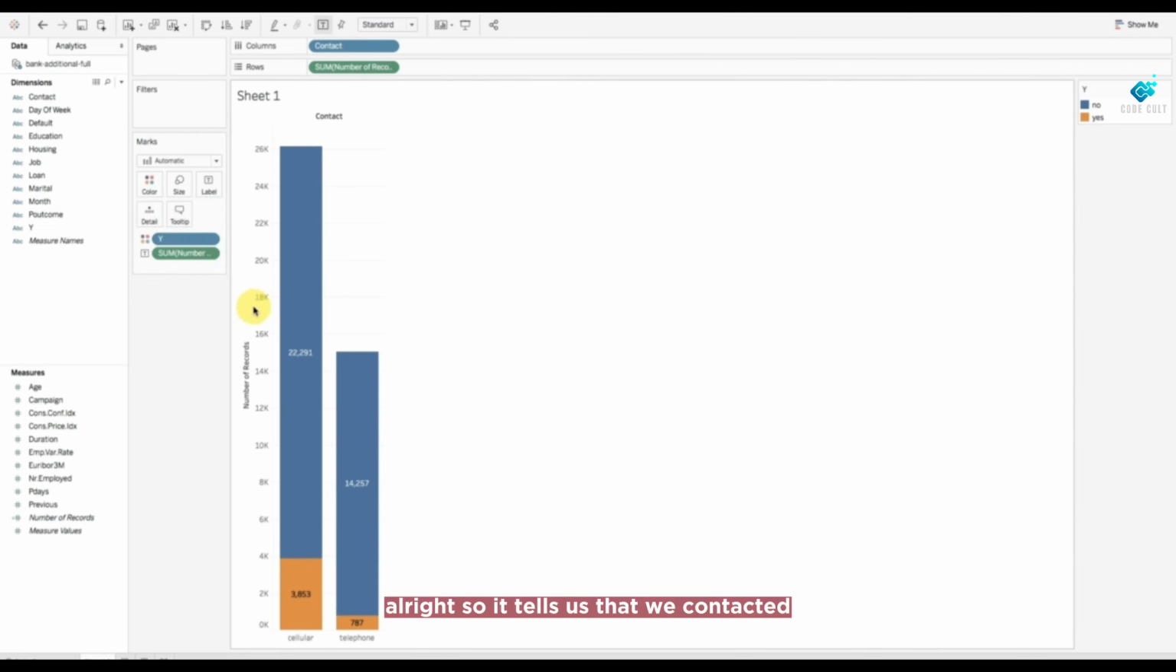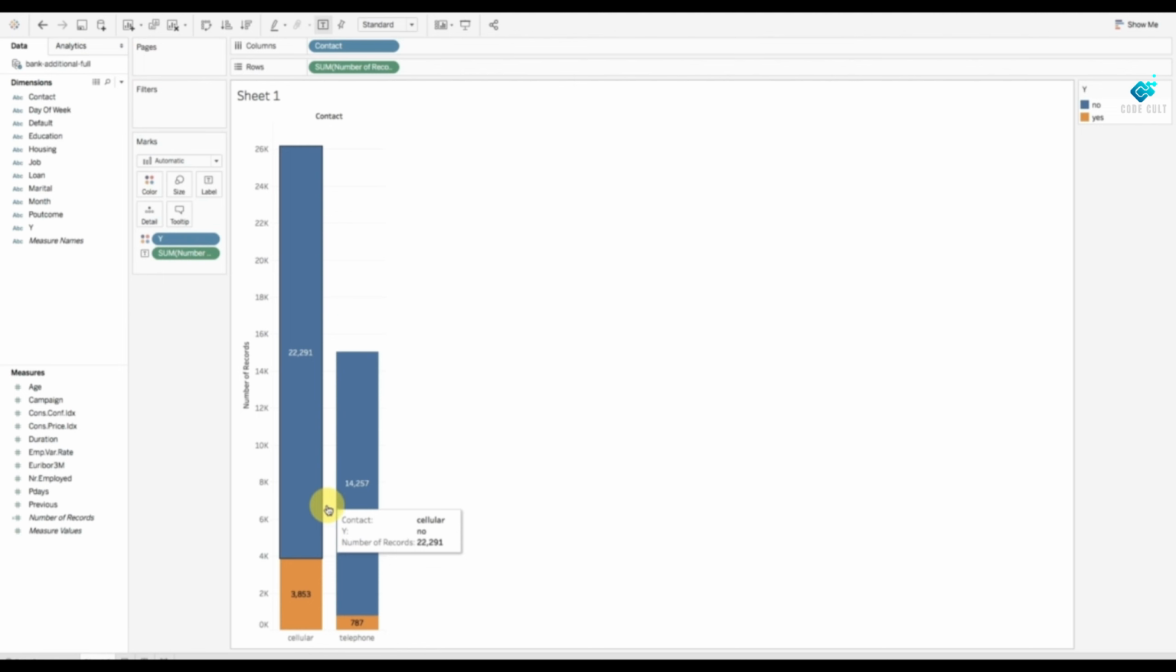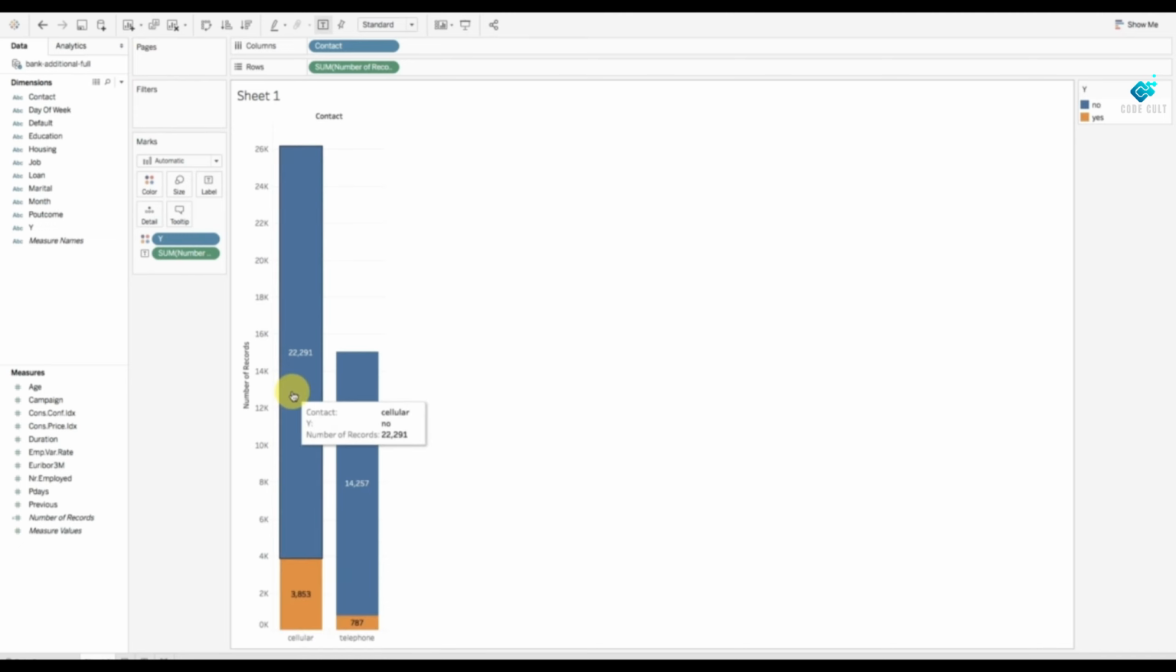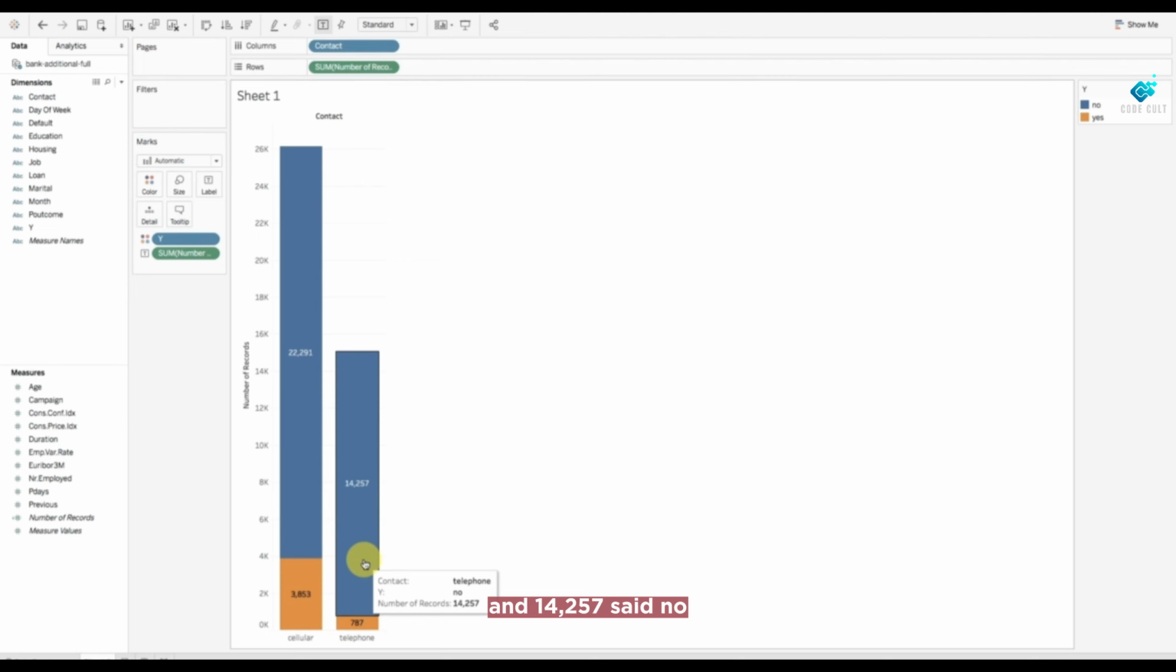All right, so it tells us that we contacted on cellular about 26,000 people. Of them, 3,853 said yes to the term deposit, eventually did subscribe to the term deposit. And then 22,291 said no. And out of the landline, 787 said yes, and 14,257 said no.